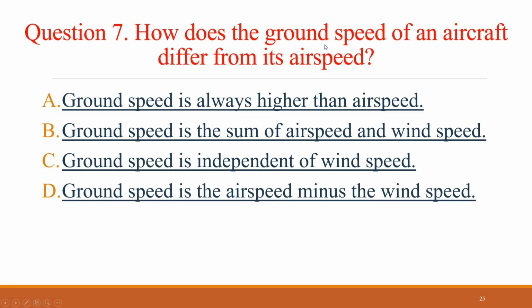Question 7. How does the ground speed of an aircraft differ from its airspeed? The correct answer is ground speed is the sum of airspeed and wind speed.